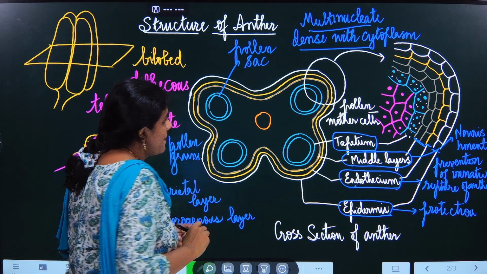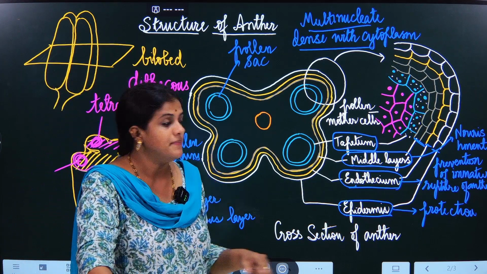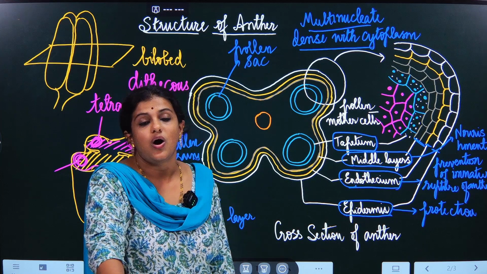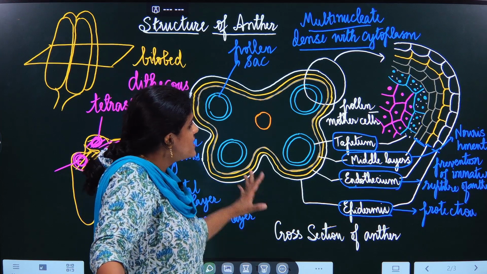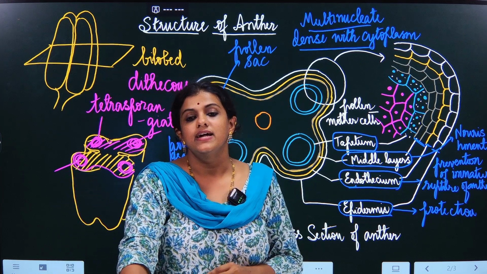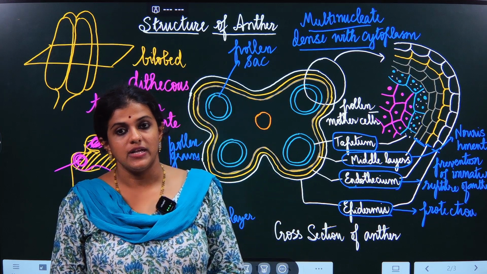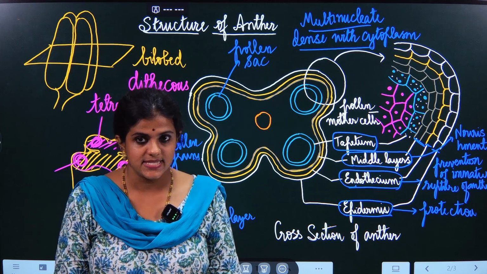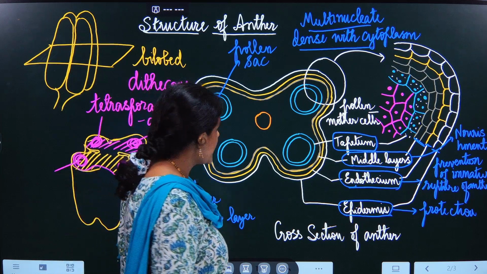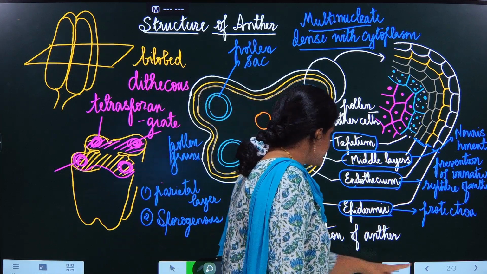So during the course of time, these middle layers and all are going to get ruptured or degenerated, I can say. So ultimately tapetum is the one which primarily helps in nourishment for the developing pollen grains. I hope this concept is clear to you all. Okay, so that is about structure of anther.